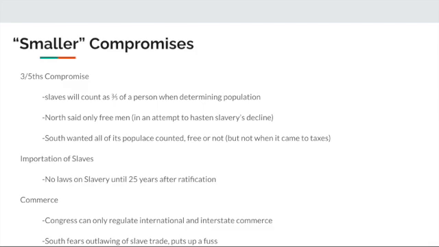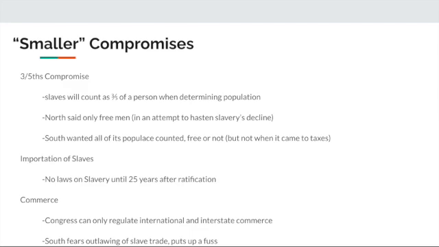So the southern states have a large population, in large part due to the fact that there are a number of people that they have enslaved there. So the southern states are agriculture based, right? So they say, hey, we want to count them as people so we can get as many seats as possible in the lower house, in the House of Representatives.